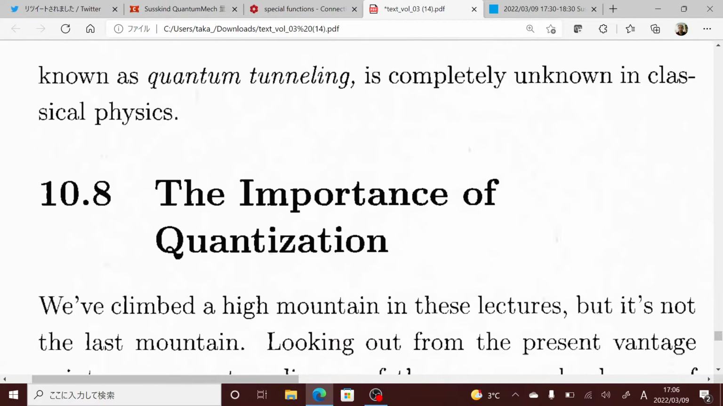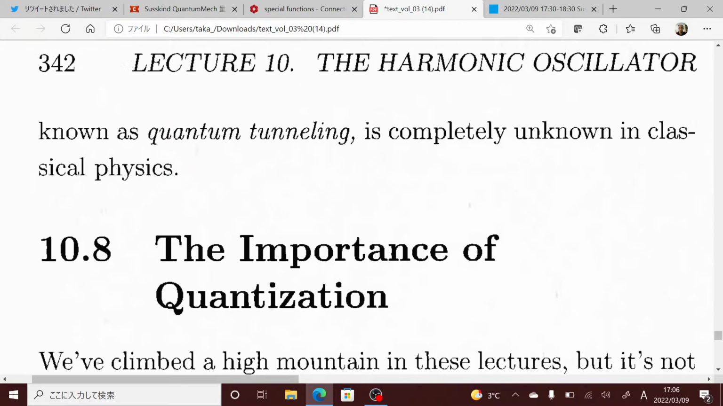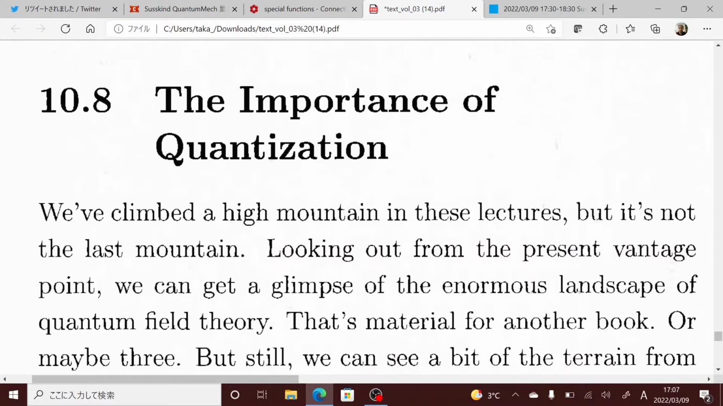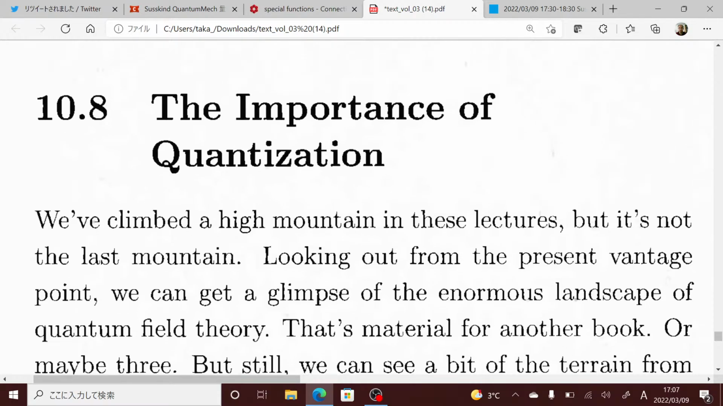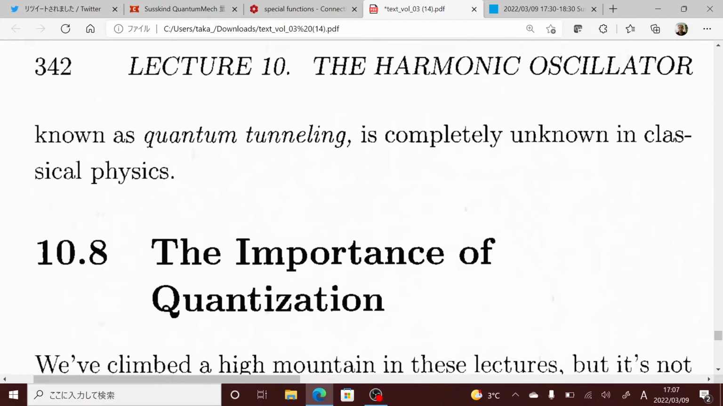The importance of quantization. Let me continue this one next time.